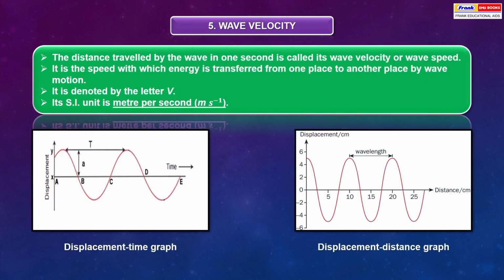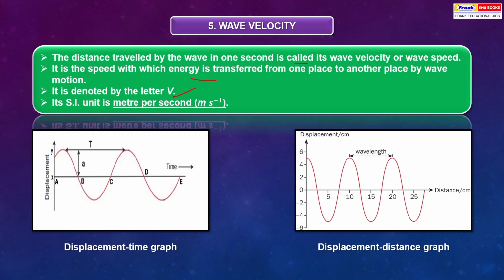Then we have wave velocity. The distance traveled by the wave in 1 second is called its wave velocity or wave speed. It is the speed with which energy is transferred from one place to another place by wave motion. It is denoted by the letter v. The SI unit is meter per second because it is basically a velocity.